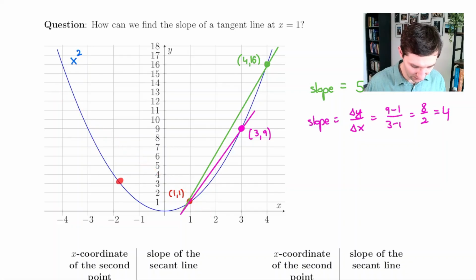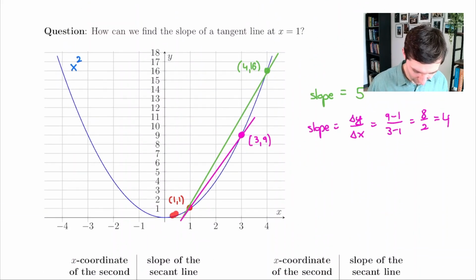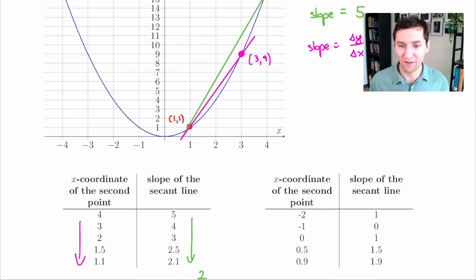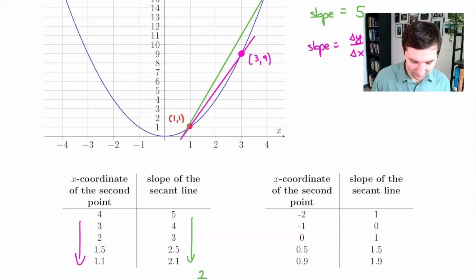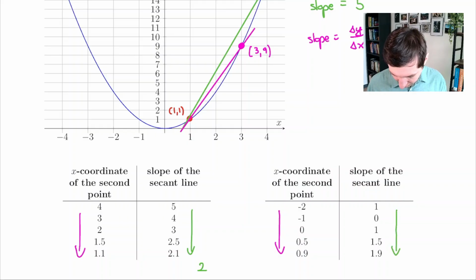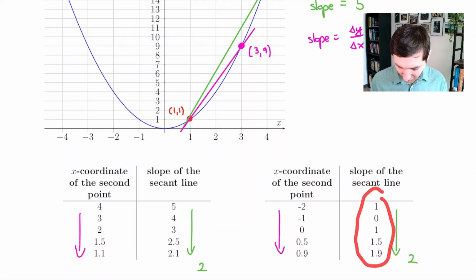If my second point was here, this is how the secant line would look like. The closer the second point is to the first from the left, the secant lines also resemble the tangent line more and more. I included some computations for having the second point on the left side of 1, and I got that as the second point was getting closer and closer to the first from the left, the slope of the secant line was also getting closer and closer to 2. The limit of the slopes of the secant lines is 2, which suggests that the slope of the tangent line is 2.